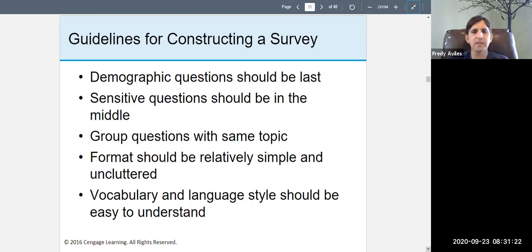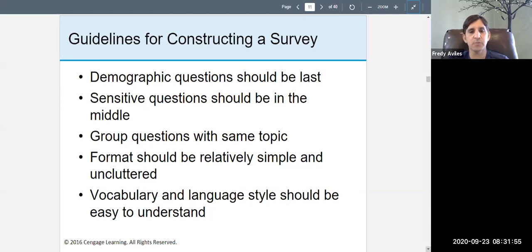The format should be relatively simple and uncluttered, okay? It should look neat, okay? Everything should be properly aligned, the numbers, okay? You know it when you see it, okay? And the good news is that if you use something like Google Forms, it does that for you. It formats it pretty neatly. But if you do it just on a Word doc or something like that, or on a sheet of paper, then you have to know how to fix those things, okay?